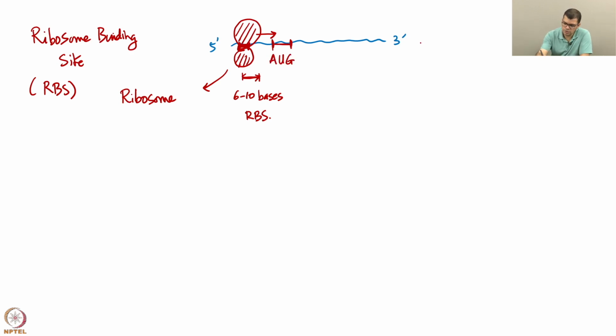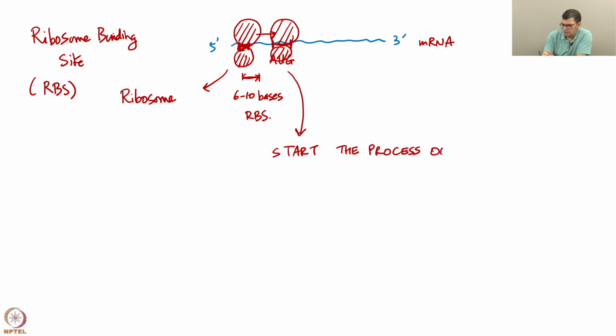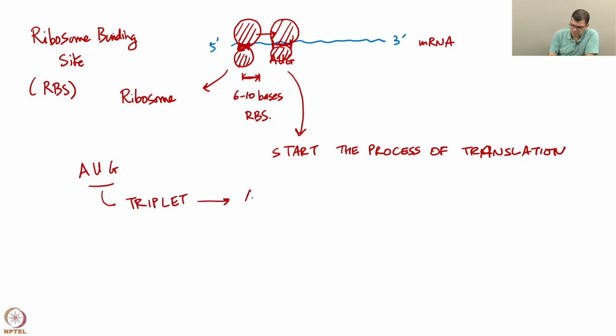Remember, there is no T in an mRNA, so the sequence here will be AUG. When this ribosome is here and it is reading AUG, this is a signal for the ribosome to start the process of translation. And what that means is that AUG is a triplet. Every triplet on the mRNA encodes for a particular amino acid. Remember, there are 20 different amino acids, and AUG is one such triplet which corresponds to a unique amino acid, and the amino acid that AUG corresponds to is called methionine.